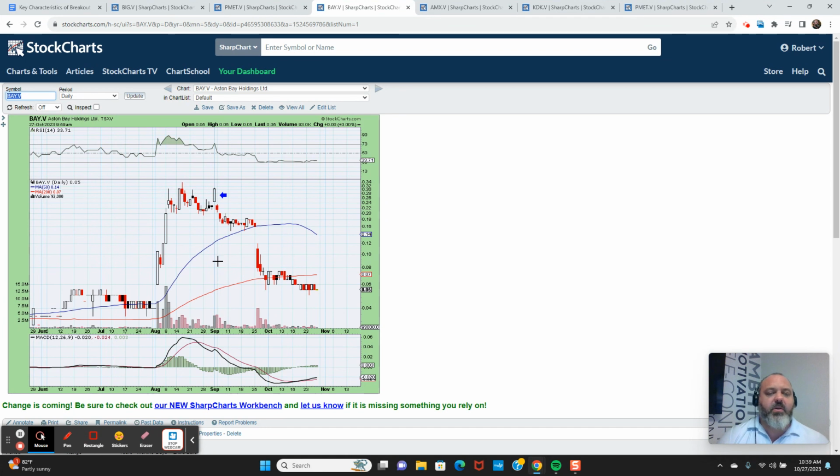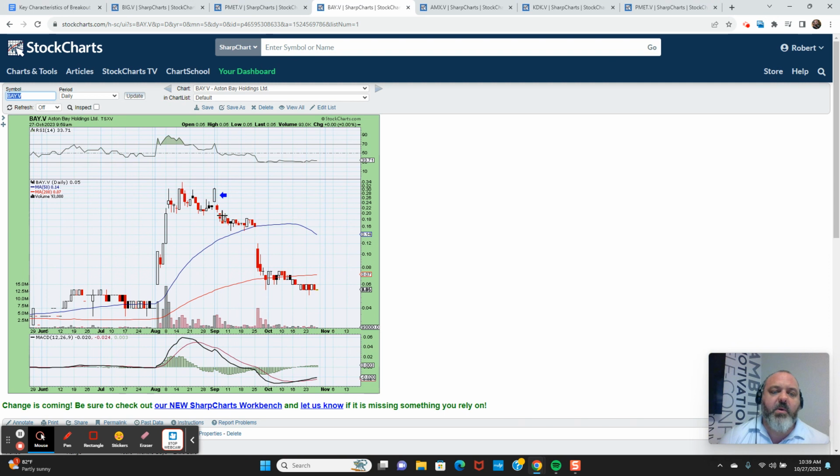And then it had this sort of trap move where it gapped higher on this day, this big green candlestick or white candlestick, closed basically at session highs. And then look what it did subsequent trading session. It opened lower and gapped under the previous day's range and kept selling. So this was an extremely bearish reversal in Aston Bay.